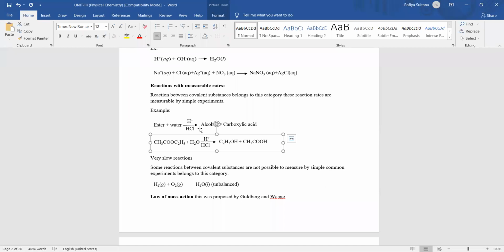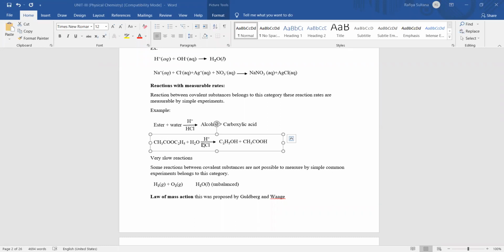The rate of a reaction is directly proportional to this one, ethyl acetate. There is no water molecule in the rate equation. So what is the order? Yes, the order will be 1.